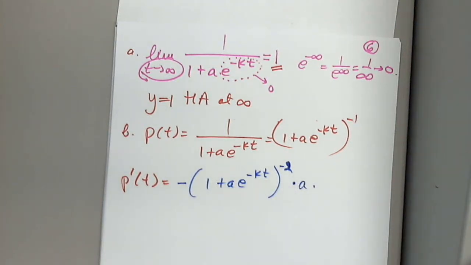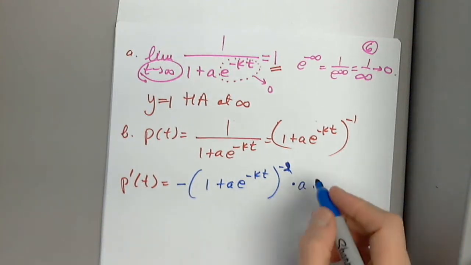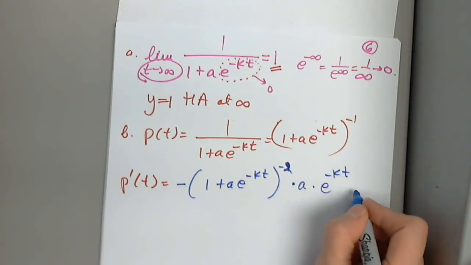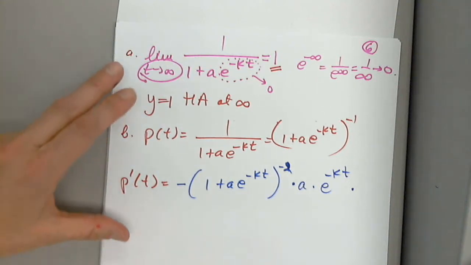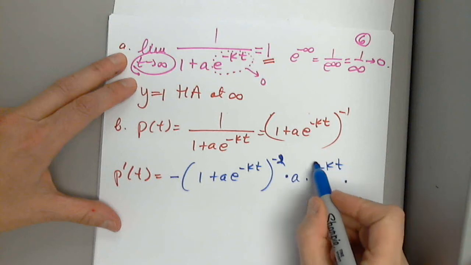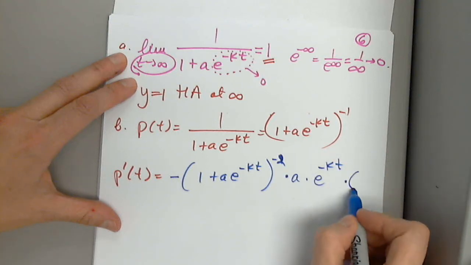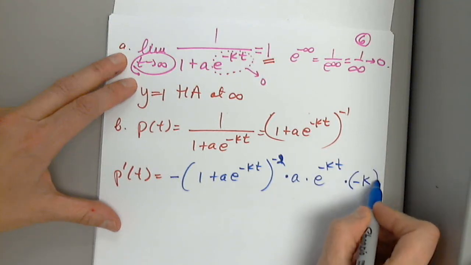And now I differentiate the function, which is e raised to u. This is not plain t. If it were e to t, I would have written e to t and I'm done. But this is e to something, not just t. So this is e to negative kt times the inner function prime, which is negative k.